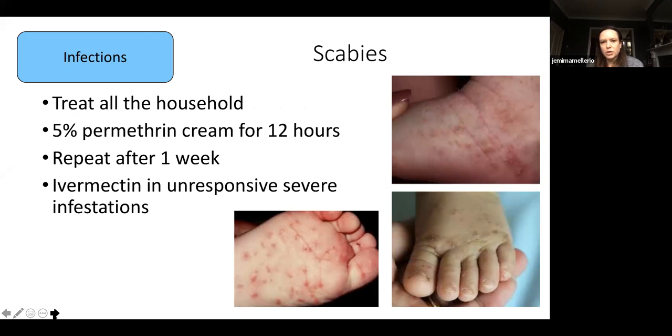And these are just some pictures showing the changes that you get in little children with a lot of hand and foot involvement, those papules and sometimes pustules on the palms and soles.